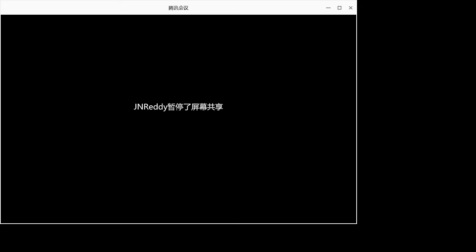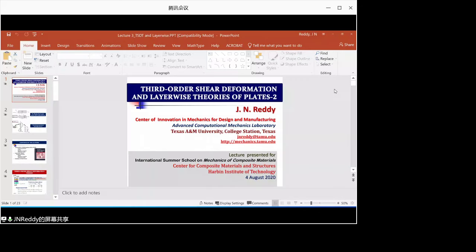Professor Reddy, I have one question. When you use the layer-wise theory to build the FEM, do you have any problem with shear locking? Because for the traditional finite element, shear locking is a big problem.